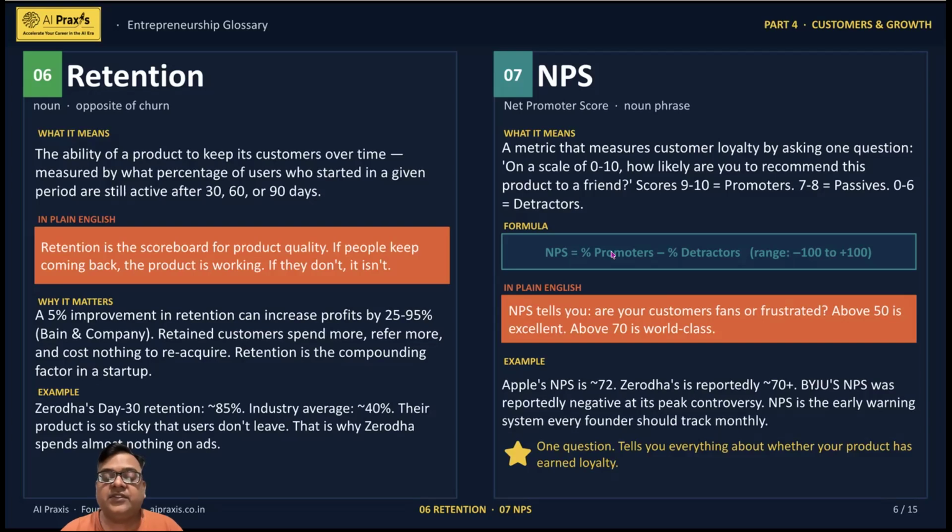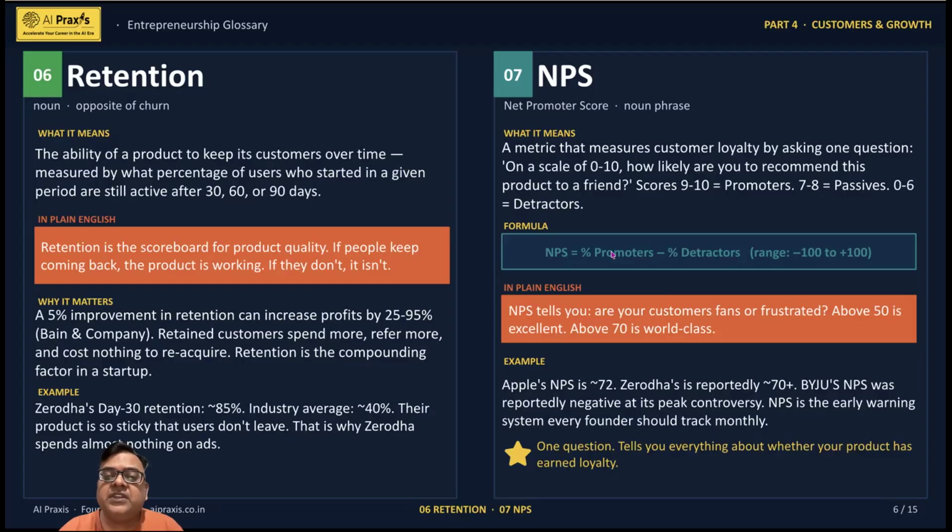Now, look at the insight given. Even a 5% improvement in retention can increase profits by 25% to 95%, and that's massive. The reason being, retained customers spend more, refer more, and cost nothing to reacquire. Take the example of Zerodha. Their day 30 retention is around 85%. Industry average is about 40%. That means once users start, they stay. That is why Zerodha spends almost nothing on advertisement. The product itself retains users.